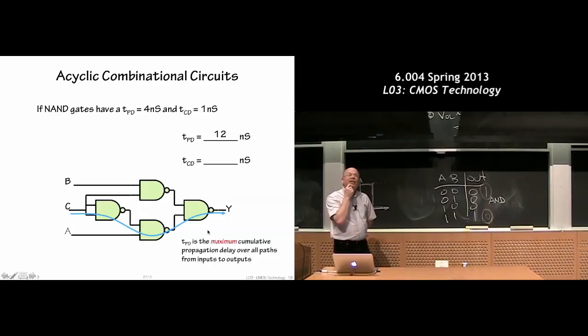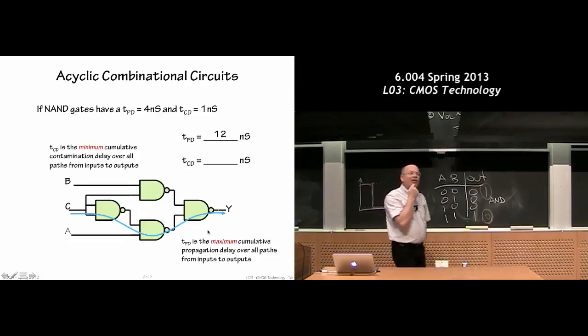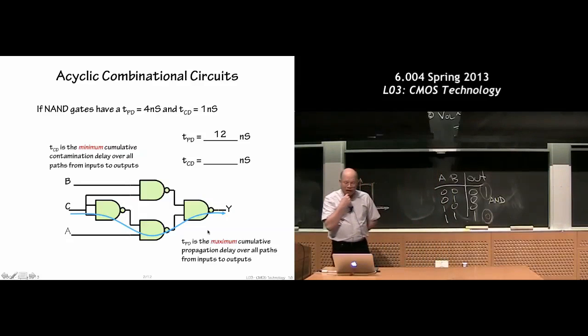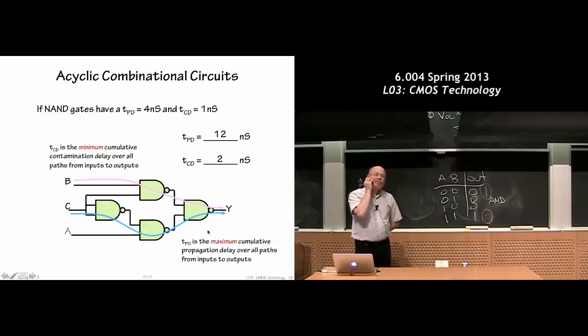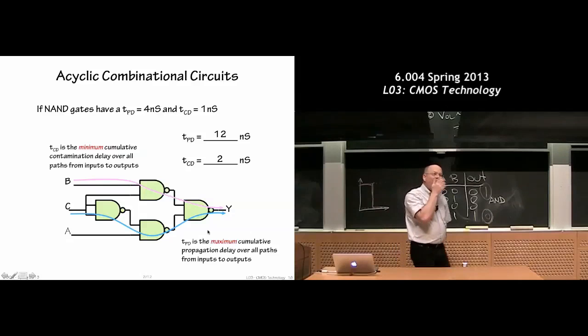What about TCD for this combinational device? What do you have to do? Well, TCD is the minimum path, so I'm going to look for the shortest possible path and sum the TCDs. And if I do that, the shortest possible path is just 2 gates, so I get a TCD of 2 nanoseconds.